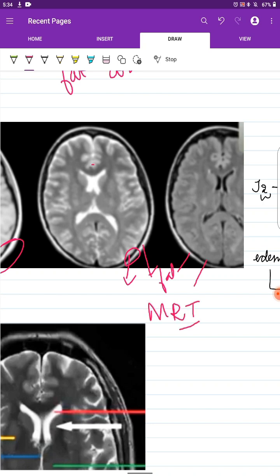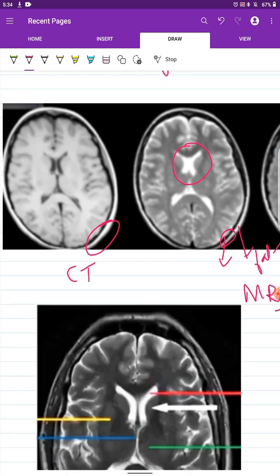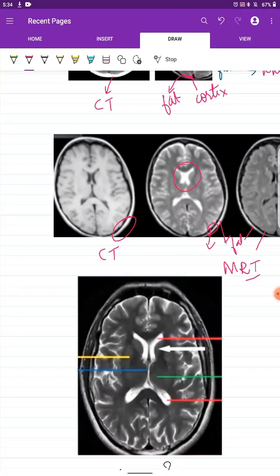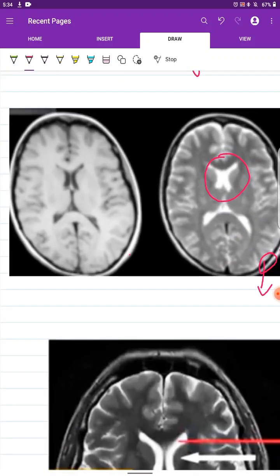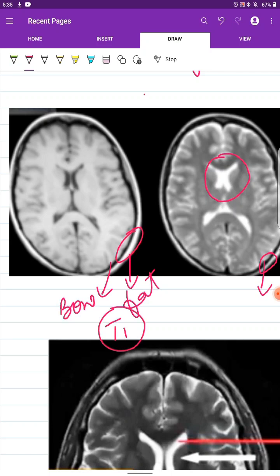Even this one is nothing but MRI. When I say the fat is white, and this is the bone, the jet black, this one is T1 weighted MRI. Simple. In MRI there are three types. One is T1 weighted.